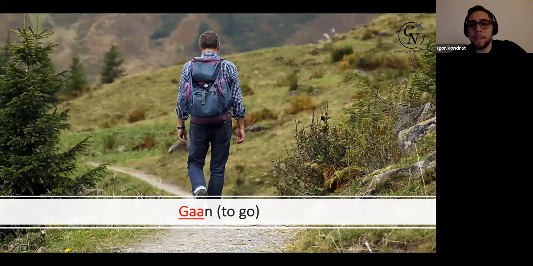We have gaan. It's to go. You can say, for example, ik ga naar huis. It means I go to home. Gaan. So it means that you move somewhere. So it's like to go. So it's not only walking, can be skateboarding, can be bicycling, or with the car, or with the plane. And you pronounce it very hard from your throat. Yeah, it takes practice.